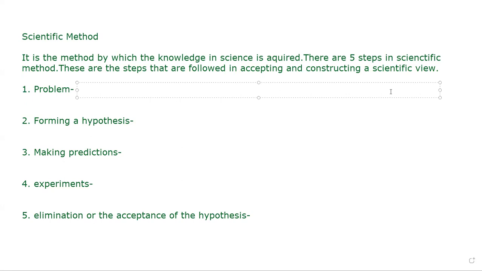If you'll be given a question on the scientific method, to define it and elaborate its process, this is the process. There should be a problem. You have to form a hypothesis, make predictions, and do experiments. After the experiments, you can eliminate or accept the hypothesis.